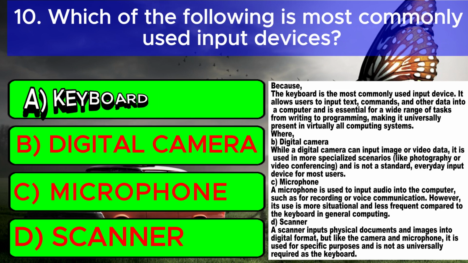C. Microphone. A microphone is used to input audio into the computer, such as for recording or voice communication. However, its use is more situational and less frequent compared to the keyboard in general computing. D. Scanner. A scanner inputs physical documents and images into digital format, but like the camera and microphone, it is used for specific purposes and is not as universally required as the keyboard.